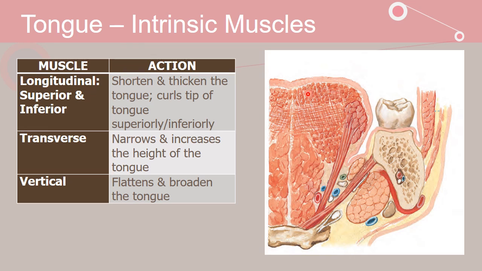So again, we have a superior and an inferior. These muscles are responsible for shortening and thickening the tongue. It's also the one responsible for curling the tip of the tongue superiorly and inferiorly. The transverse muscles, which run mediolaterally, so it runs this way, are the ones responsible for narrowing and increasing the height of the tongue. Okay, so the vertical muscle, which is oriented superoinferiorly, flattens and broadens the tongue.